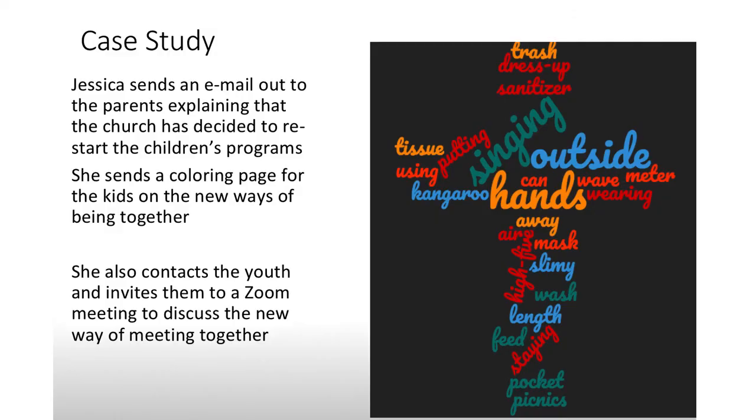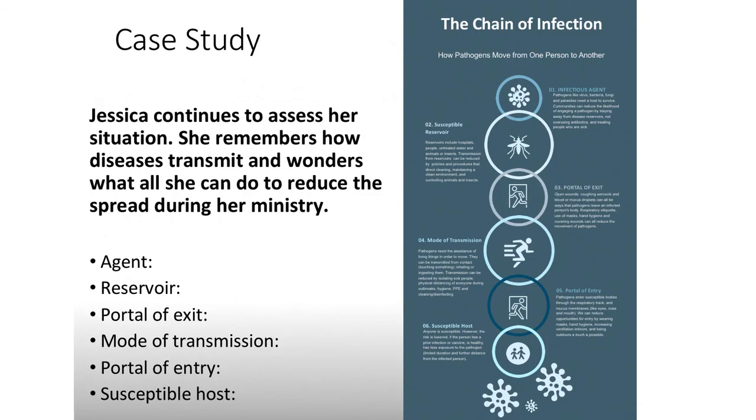So Jessica sends an email out to the parents explaining that the church has decided to restart the children's programs. And she sends a coloring page for the kids on the new ways of being together. She also contacts the youth and invites them to a Zoom meeting to meet together and discuss new ways of being safe in each other's presence. So Jessica continues to assess her situation, and she remembers how diseases transmit. She wonders what she can do to stop and reduce the spread of disease during her ministry time with the children and youth.